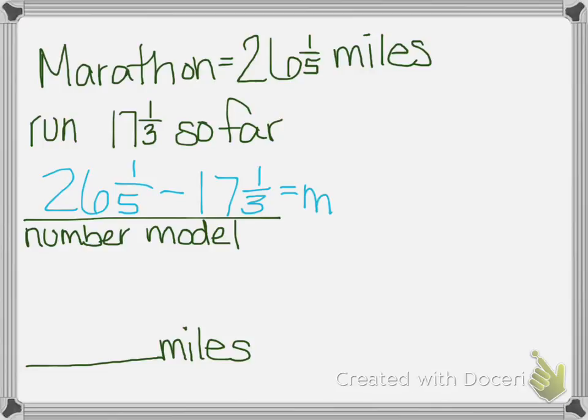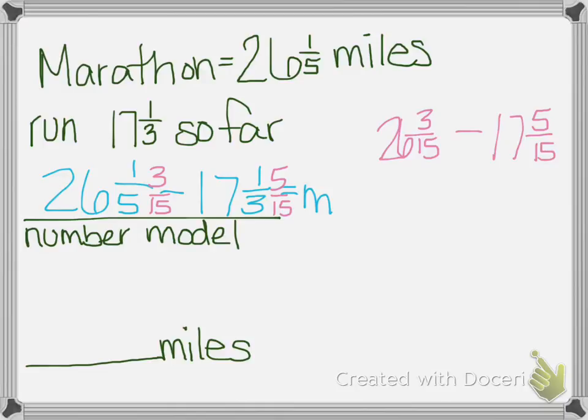So 1/5 minus 1/3 we can't do, so we have to find a common denominator. If I count by 5s, 5, 10, 15, 20. Count by 3s, 3, 6, 9, 12, 15. I know I can change them both into 15ths. 5 times 3 is 15. 1 times 3 is 3. 3 times 5 is 15. 1 times 5 is 5. So now I have 26 and 3/15 minus 17 and 5/15.